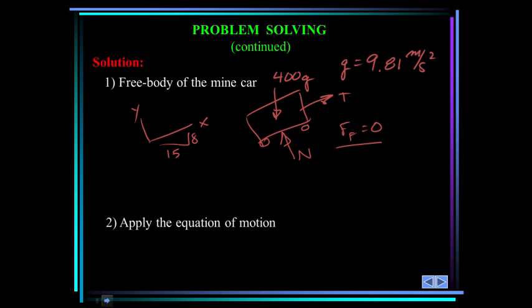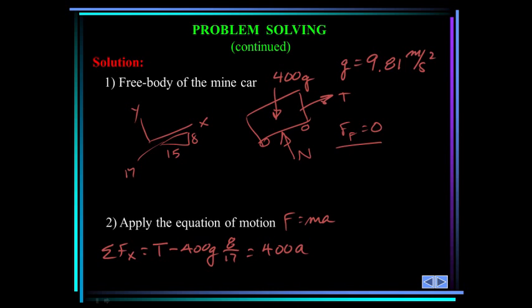Next we'll apply the equation of motion, which is F equals ma, and we'll do it in the x and y directions. For this problem we only need the x direction. So let's sum forces in the x. That is equal to T minus the component of the weight in the x direction, which is 400g times 8 over 17. Remember, the hypotenuse here is 17. So this equals the mass, which is 400 kilograms, times the acceleration.